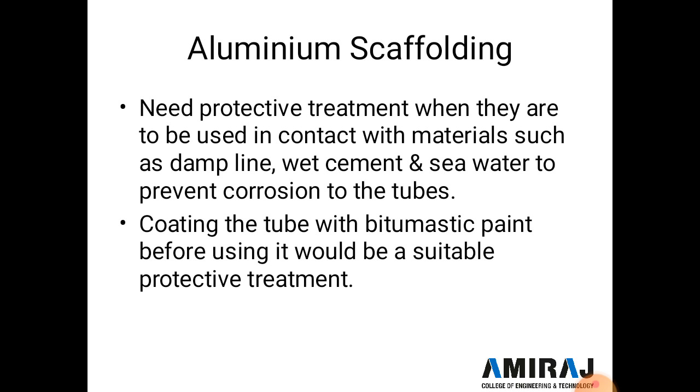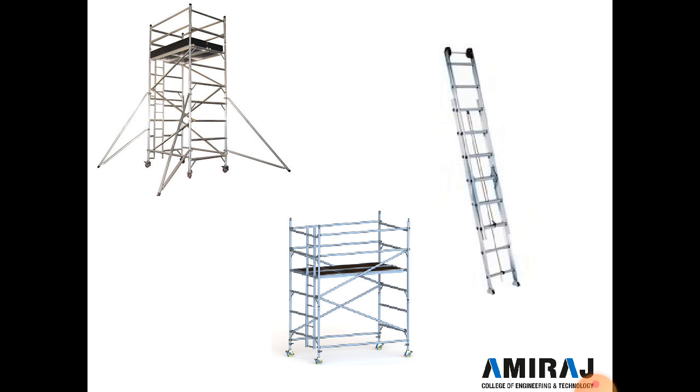The second type of scaffolding is aluminum scaffolding. It needs protective treatment when used in contact with materials such as damp lime, wet cement, and seawater, to prevent corrosion of the tube. Aluminum scaffolding does not corrode easily, so this type is used. Coating the tube with bituminous paint before use would be a suitable protective treatment. Now see this figure. This platform is made from aluminum sections, so it is light in weight and does not corrode easily, because in construction wet cement and water affect the steel structure, but in an aluminum structure this type of problem is not created.